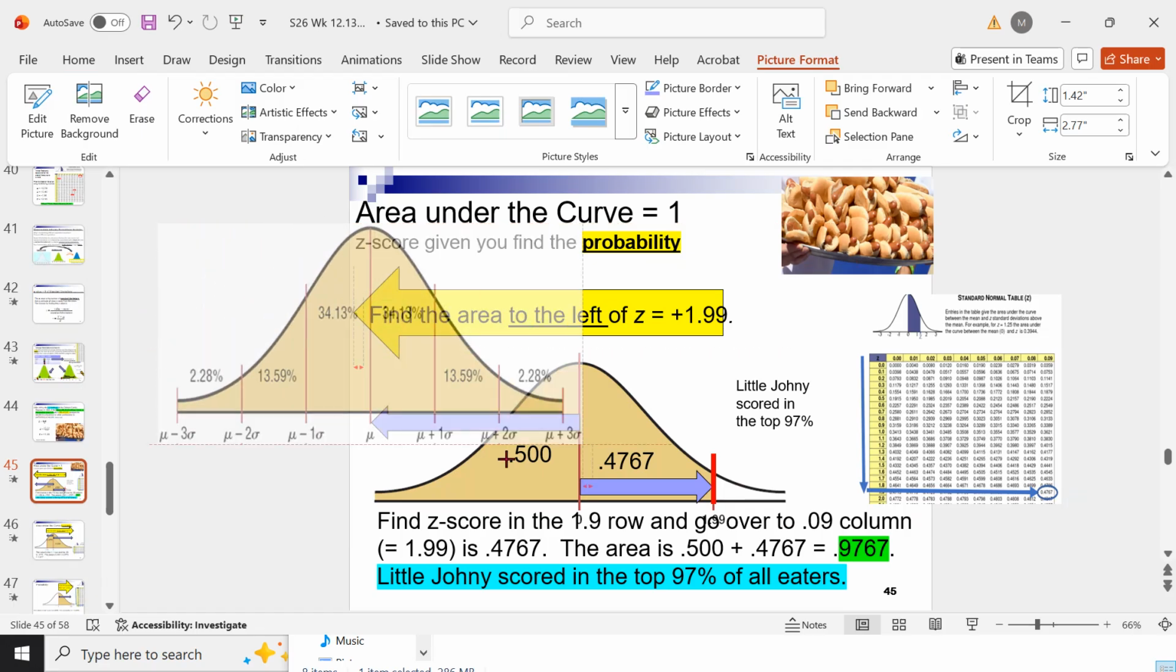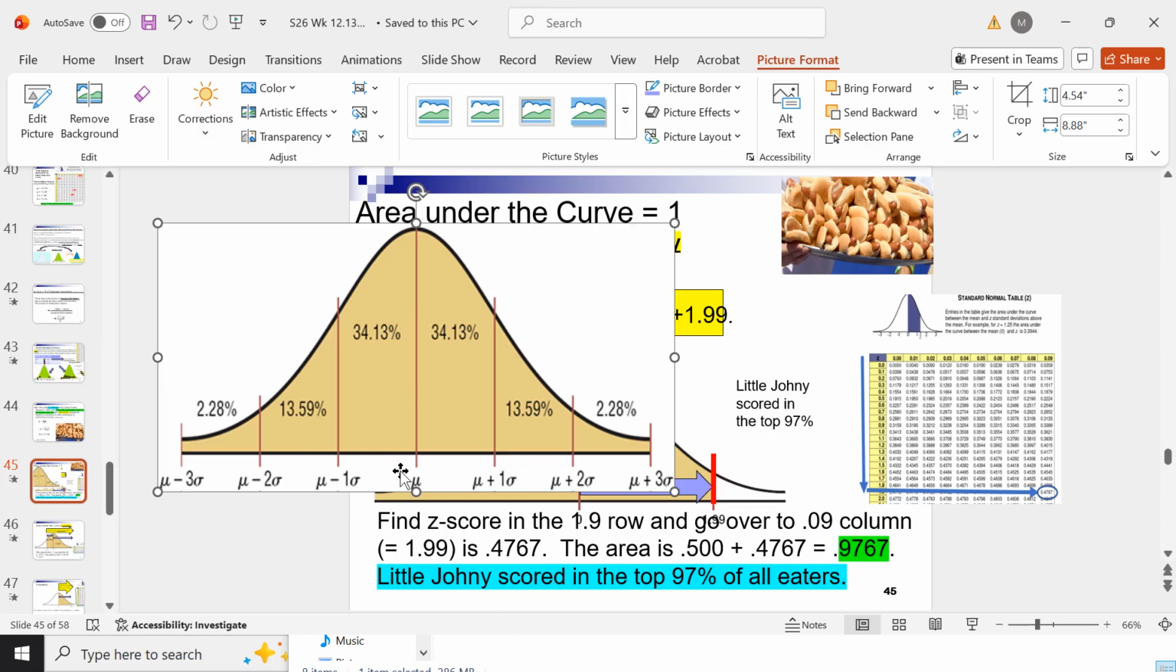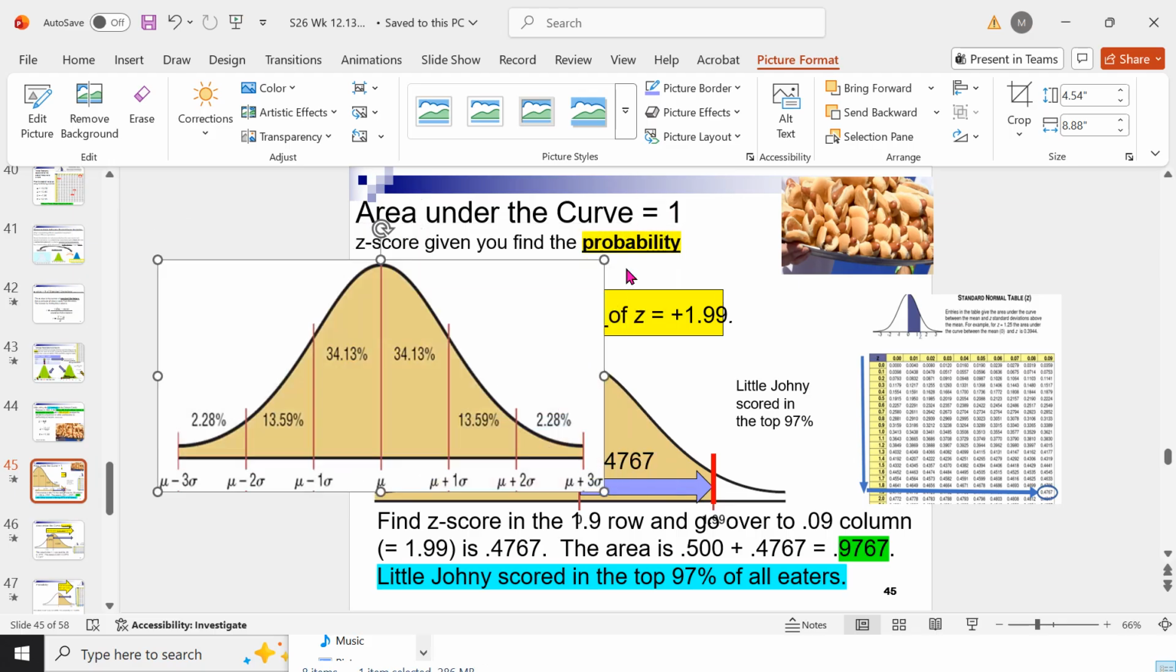Find the area to the left of 1.99. So there's my mean of 0 and standard deviation of 1. Basically we want to find all the area under the curve right here, first and second standard deviation. Remember, it's plus 1.99, so we're going in this direction. I want to find this area here.